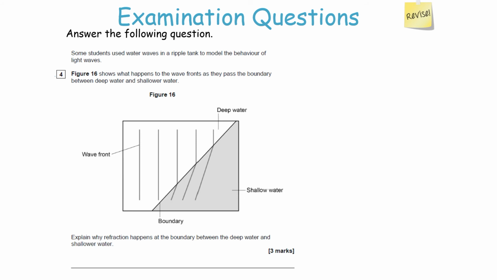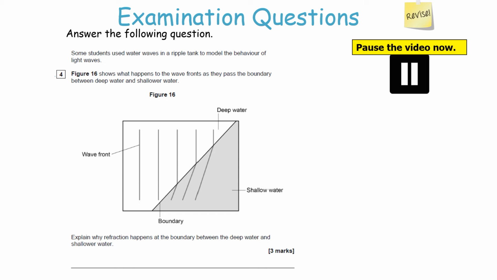So next question. Some students use water waves in a ripple tank to model the behaviour of light waves. Figure 16 shows what happens to the wavefronts as they pass the boundary between deep water and shallower water. Explain why refraction happens at the boundary between the deep water and the shallow water. So pause the video now, then unpause the video when you want to go through your answer.